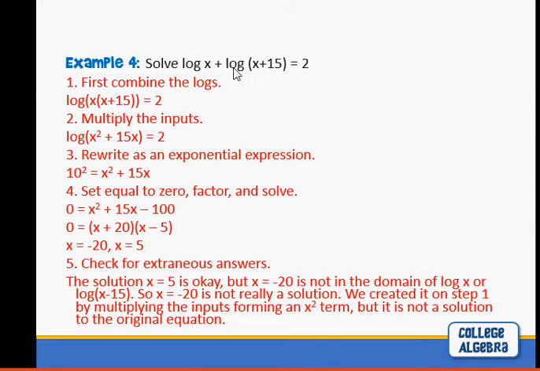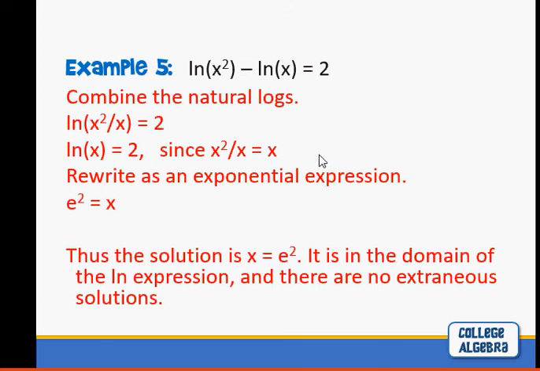Okay. We created that extra answer when we multiplied the inputs. Remember, when we looked at the rules, it says we multiply the inputs if the original inputs are positive. So we actually created this extra answer when we created the x squared term. That's just part of the process, though. You solve the equation by the methods we have and then check and see if any of your answers have to be thrown out.